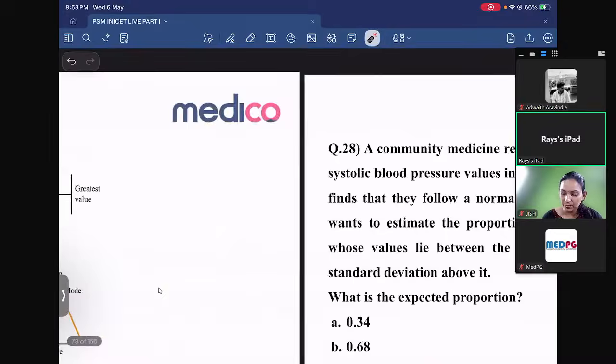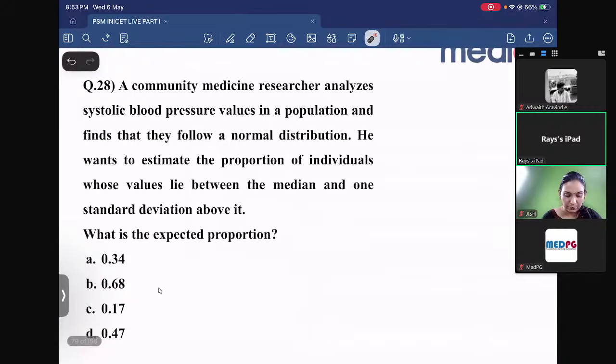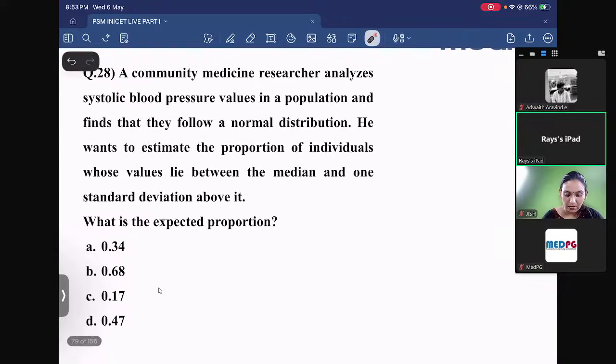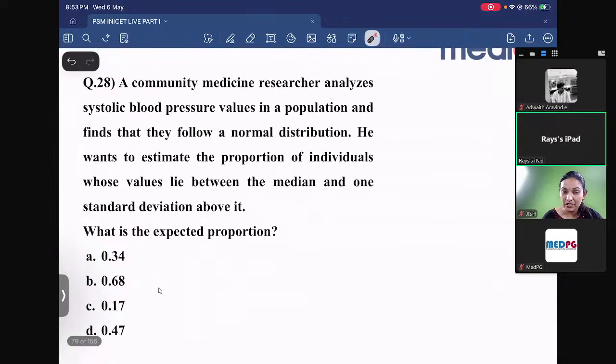Moving on to the next question. A community medicine researcher analyzes systolic BP values and finds they follow a normal distribution. So we are talking about a normal distribution curve. He wants to estimate the proportion of individuals whose values lie between the median and one standard deviation. What is the expected proportion? So you're dealing with data which is normally distributed.